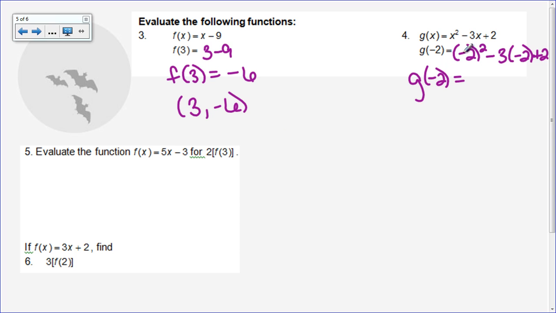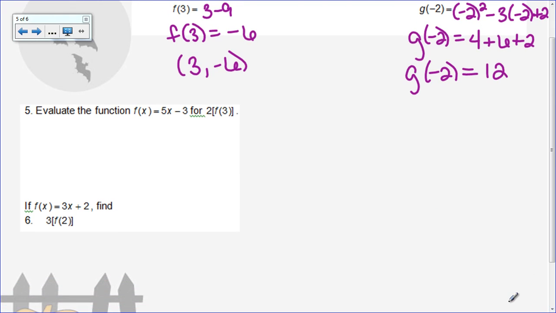So now we're going to evaluate. Negative 2 squared is 4. Negative 3 times negative 2 is a positive 6, plus 2. So g of negative 2 is going to be 4 plus 6 is 10, plus 2 is 12. So the function value at negative 2 equals 12.